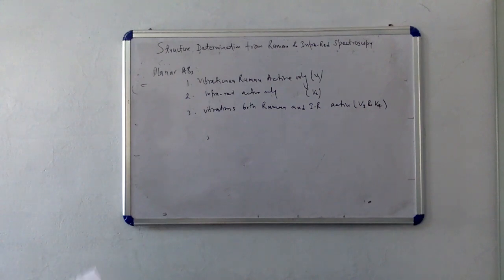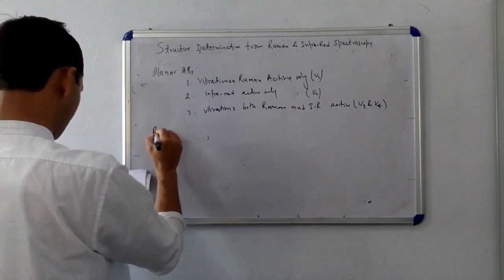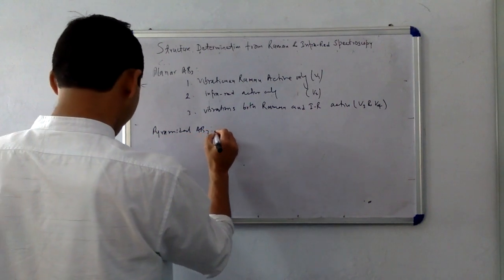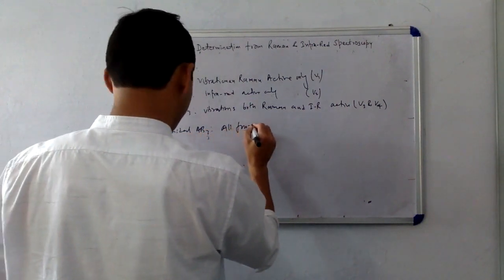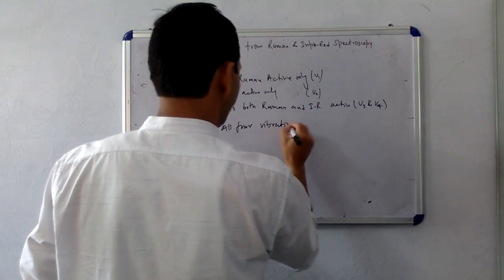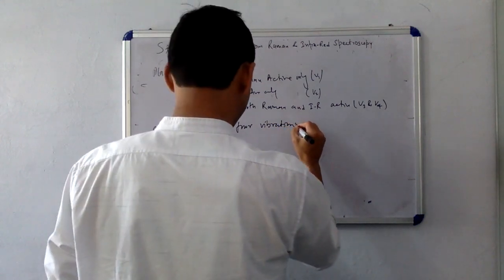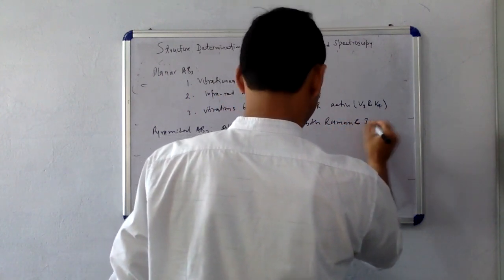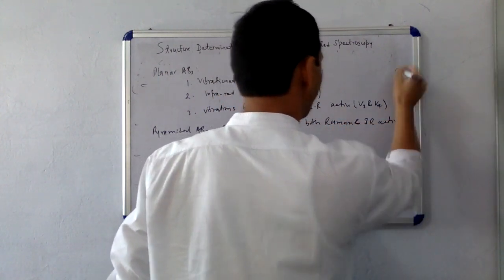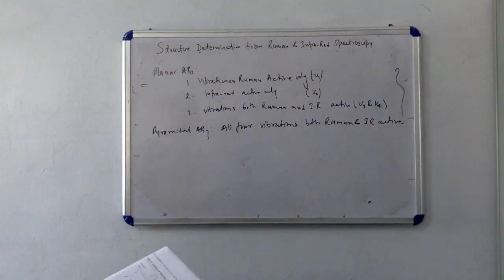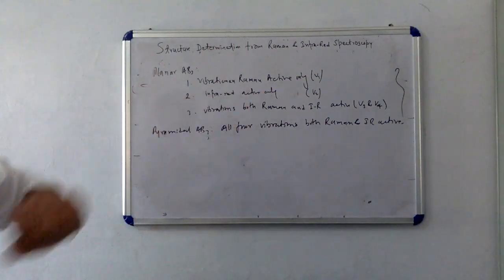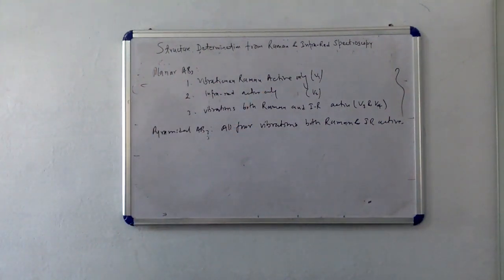So in V3 and V4 modes, you have a doubly degenerate. And for a pyramidal AB3, all four vibrations are both Raman and IR active modes. You have seen from that table, this AB3 having this pyramidal shape has all the vibrations Raman active.